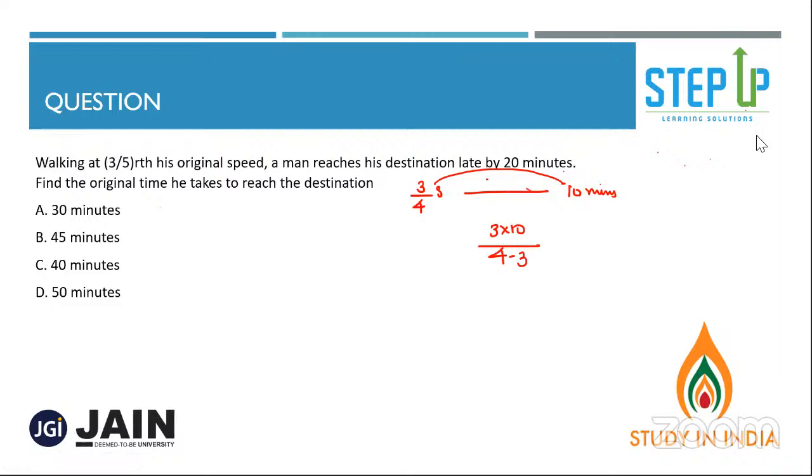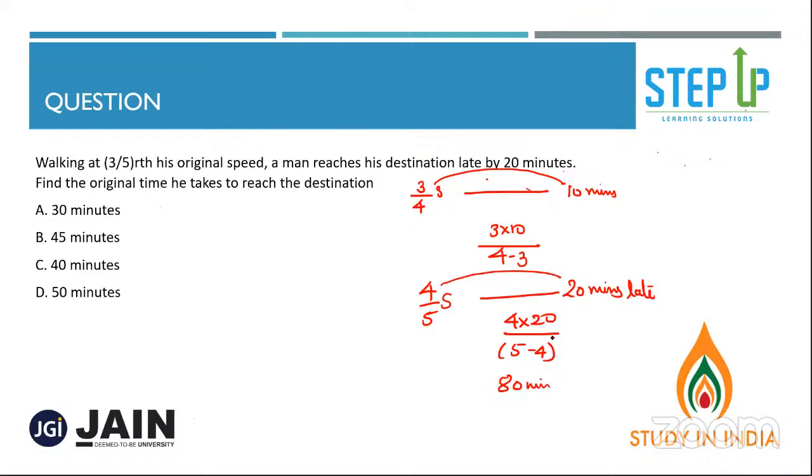For this question it is 3 by 5, but I have taken another example. Let's say another one: 4 by 5 of usual speed, a man is reaching 20 minutes late. So we just take 4 into 20 and we take 5 minus 4, the difference of these two. So that's 80 minutes directly.